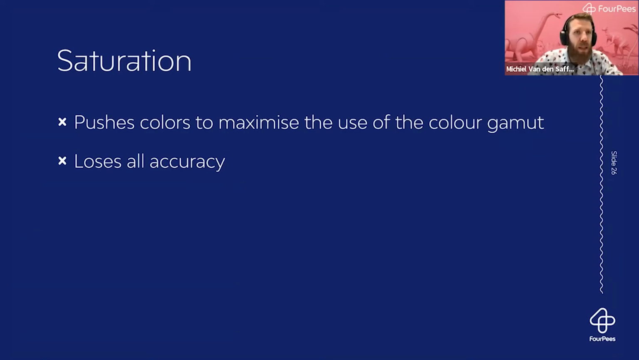so early. This is the saturation color space that I mentioned at the beginning. The saturation color space is something that really isn't used a lot these days. It's very seldom used. That's because it's not accurate at all. And the advantage that it gives is not really an advantage that we seek a lot in our current print industry. It will push colors to maximize the use of the target color gamut.